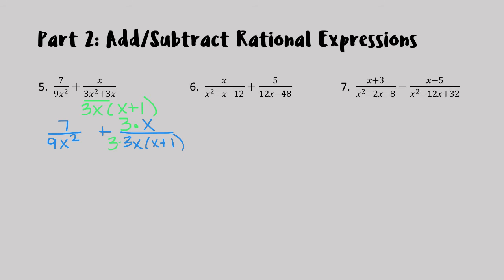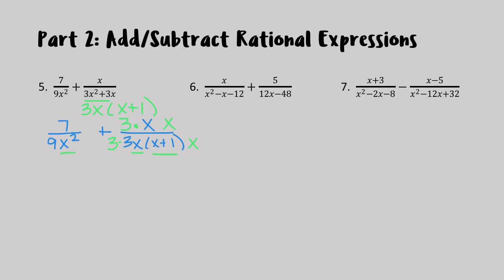So now I'm looking back at the denominators. Now they both have a 9. This one has an x squared. This one only has an x. So that means I need to multiply the second denominator by another x so that it will have an x squared. I'm ignoring the x plus 1. That's a separate factor. That doesn't count as making it an x squared. Because I just wrote x in the denominator here, I need to also multiply the numerator by x.